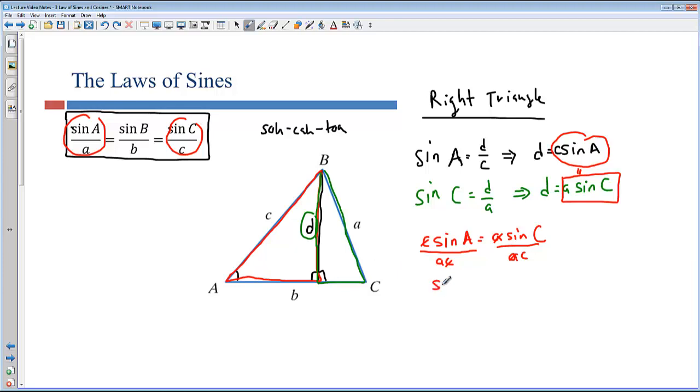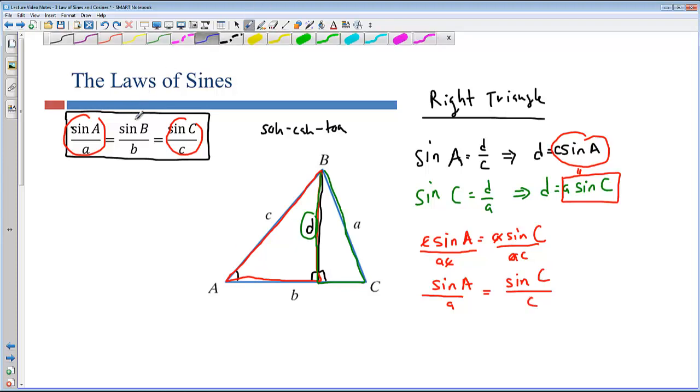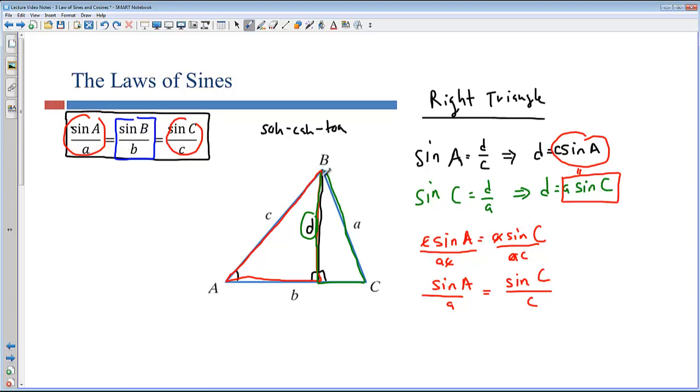So we have the sine of A divided by little a equal to the sine of C divided by little c. Now you may be wondering what happened to this expression right here. Well, we can show that this is equal to either of these two things by, instead of dropping a perpendicular down from angle B here, dropping a perpendicular down from angle A.